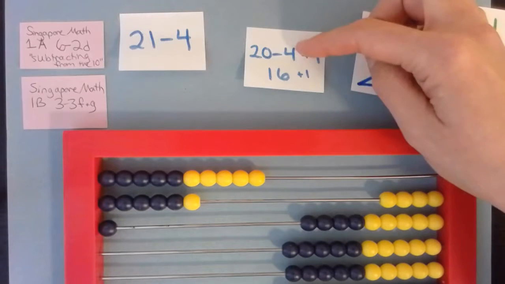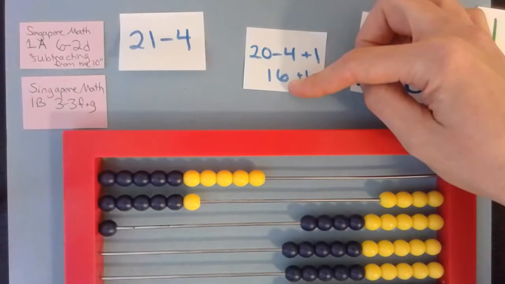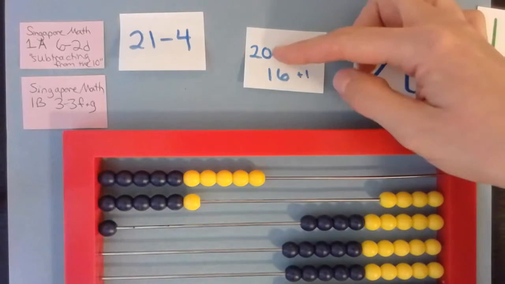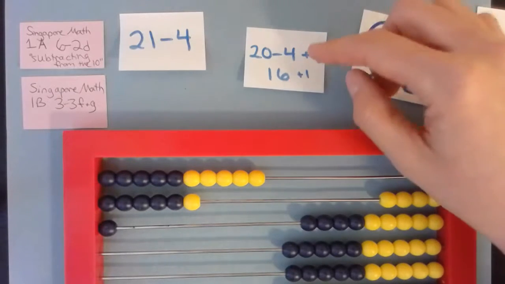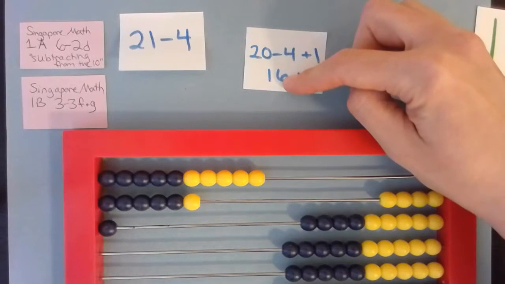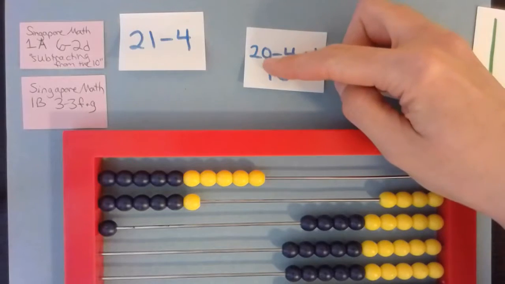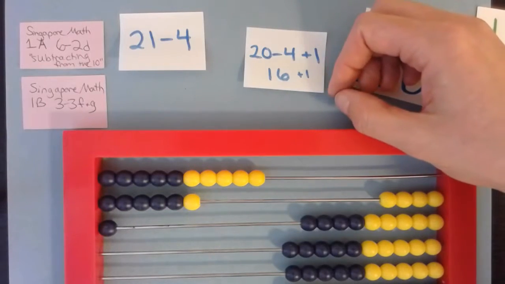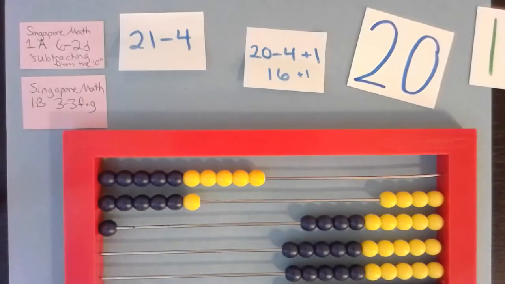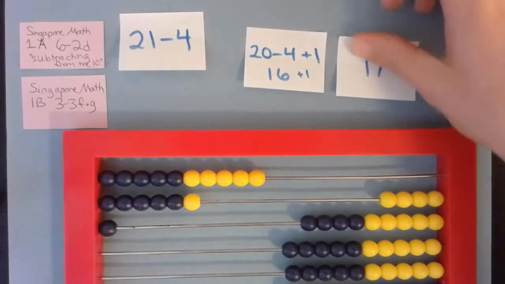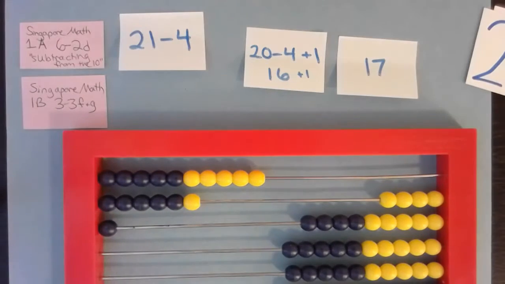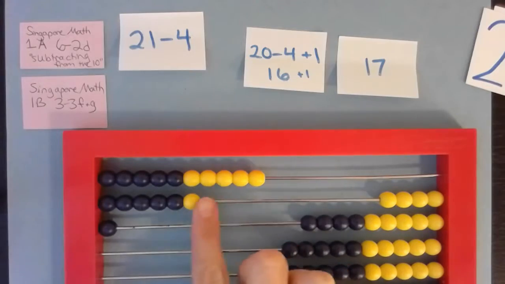And I know that 20 minus 4 is 16. Or what I really know is that 10 minus 4 is 6, but this wasn't just 10, it was 20, so I've got to keep that extra 10 there. And plus one more is going to give me my final answer, 16 plus 1, of 17. And in fact, I can see that here. I have 16 and one more.